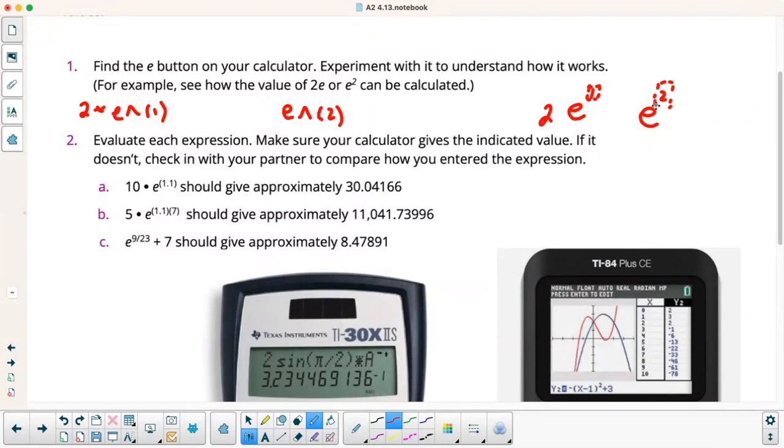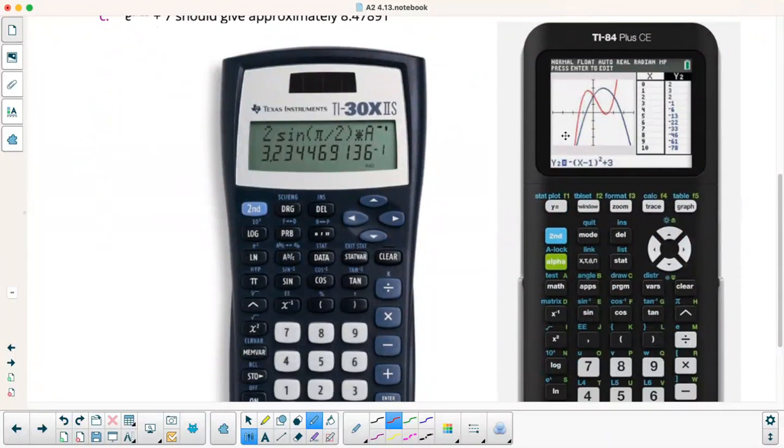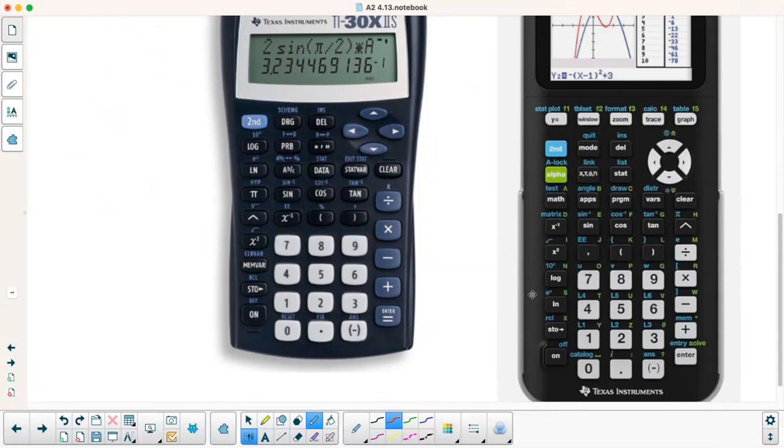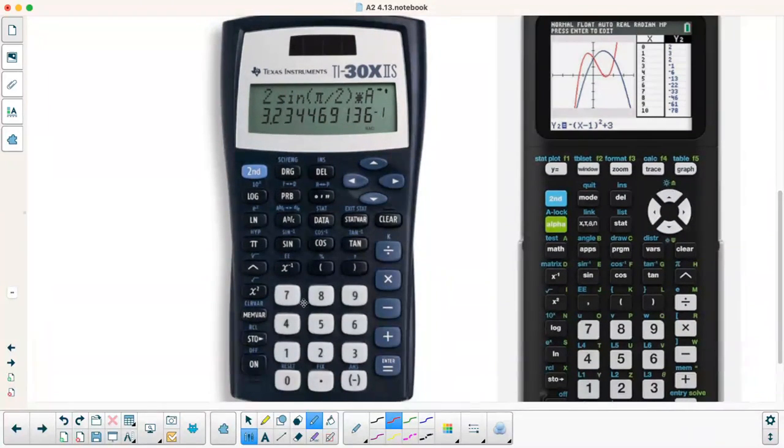Okay, so I did screenshots of the calculator so I can show you where they're at. Your e button on the TI-30X2S is right here. So you've got to hit second first, hit this button, and then hit the LN button, and it'll pop up like that. It'll say e to the what? I think it'll give you a caret with a parenthesis. Let me double check. I have one right here. Yep, it'll look exactly like that.